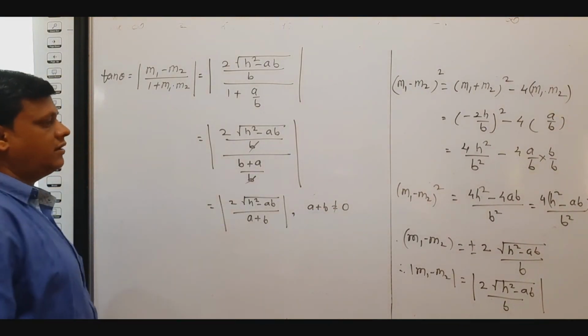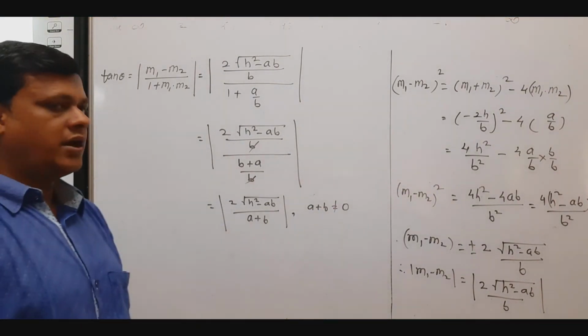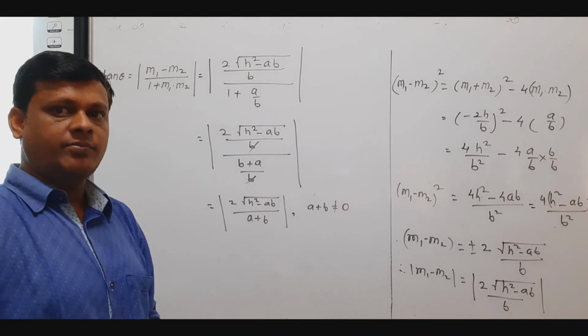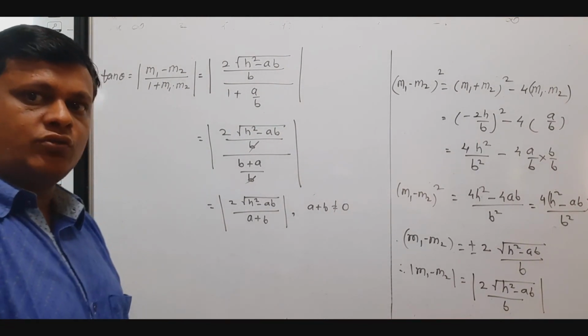So this is the proof for the acute angle between the lines ax square plus twice hxy plus by square equals to 0.